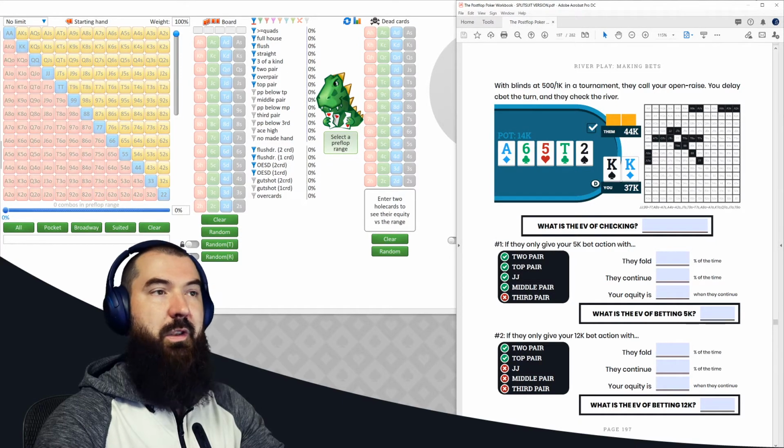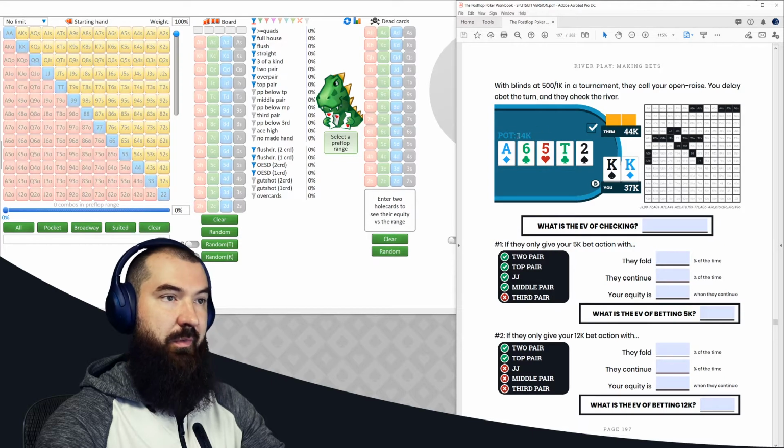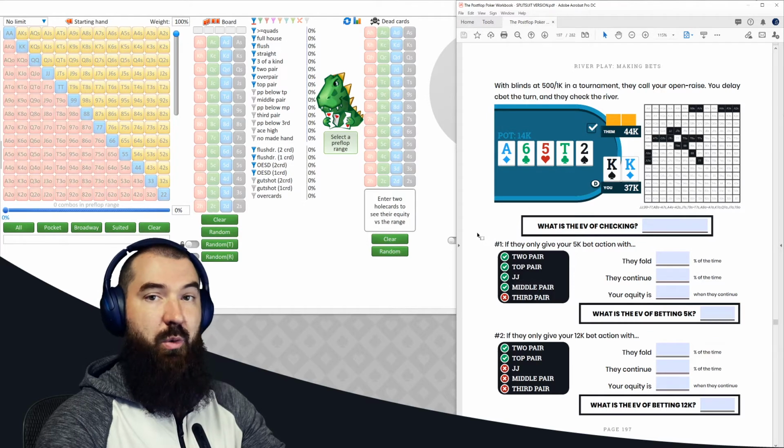Alright, so the prompt for this one is, with blinds at 500/1k in a tournament, they call your open raise, you delay c-bet the turn, and they check the river. So pot right this moment is 14k, they check, and here we are, we're deciding what we want to do on the river: check it behind, or make a bet.